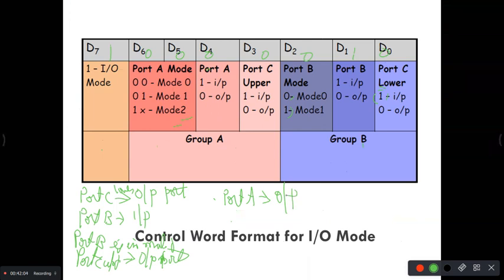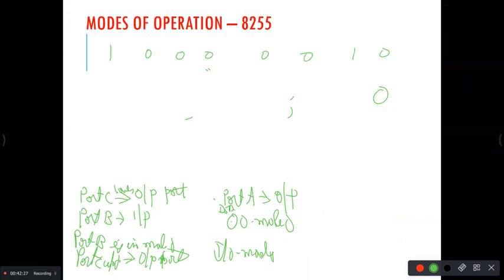What about D5, D6? It is 0, 0, right? Yes. What does it indicate? You are working with mode 0, mode 0. D7 is 1. What is the meaning of that? It is working in which category? IO category. This is IO mode. That's all. That's the answer for this question.